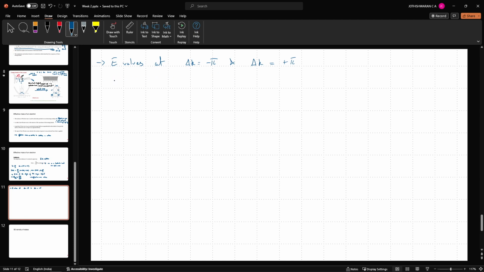so we know k naught is 3 pi by 2. So let us just write what the function is. So E of k is equal to h bar squared upon 2m.